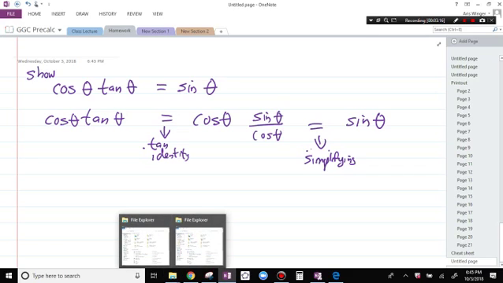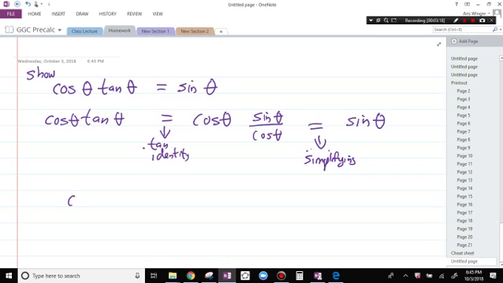What about this one? What about cosine theta over secant theta plus sine theta over cosecant theta equals 1. Show that. So these have created nightmares for people in pre-calculus.